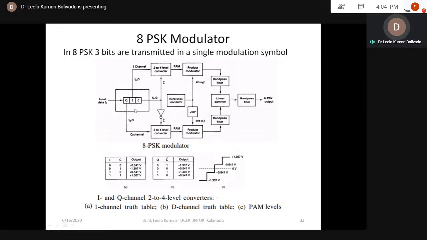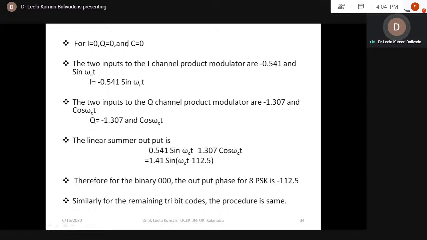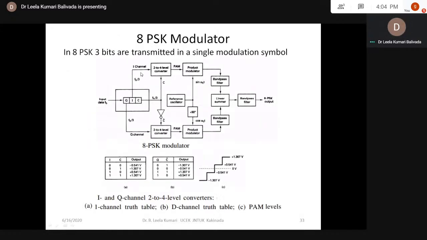Right? So here we have assumed that 0, 0, 0 is the condition. 0, 0, 0 means for the I channel, the inputs are I0, C0, and for the Q channel, Q0, C complement means C1. So at the input of the product modulator, or at the input of this 2 to 4 level converter, this is 0, 0, 0. The two inputs to this 2 to 4 level converter are -1 and 0.541, so the product is -0.541, which exists at the output of this 2 to 4 level converter.